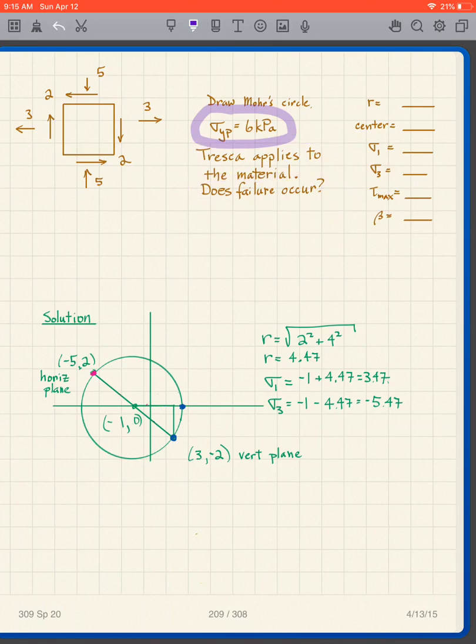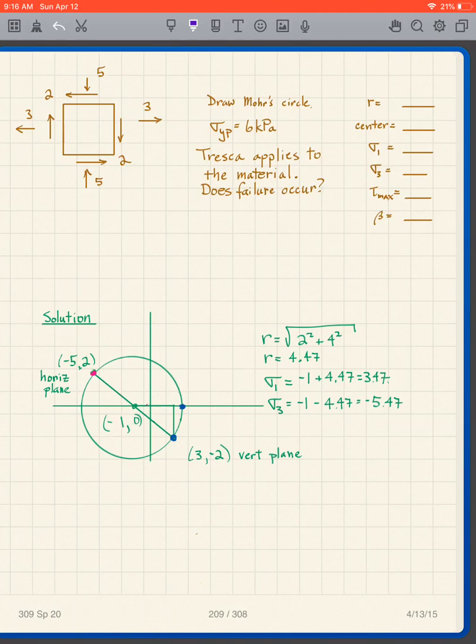Now notice that my sigma YP is 6 kilopascals, and none of these stresses, that's 3, that's 2, that's 5, none of these stresses are greater than 6 kilopascals. So in other words, we haven't applied really large stresses to this. But we're going to determine whether or not this causes failure.